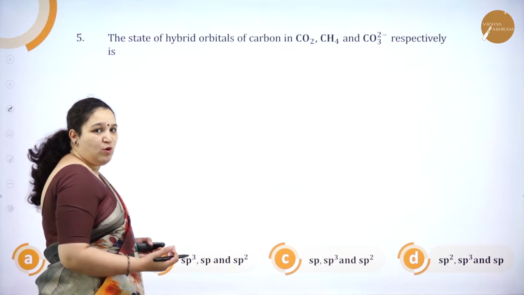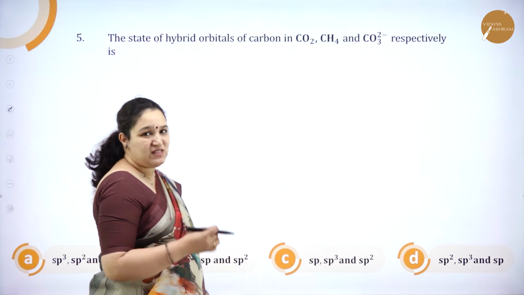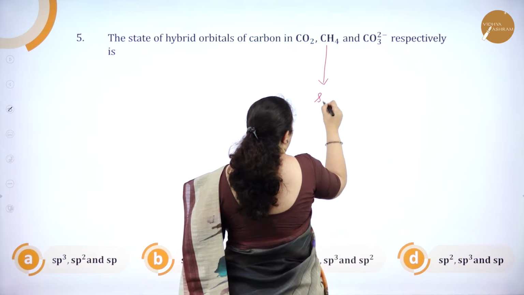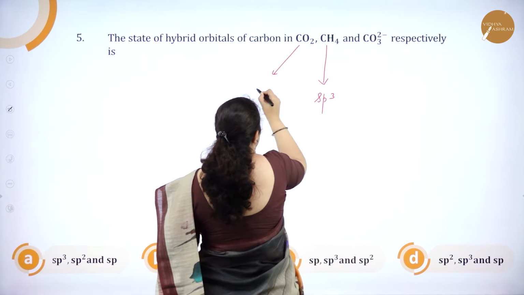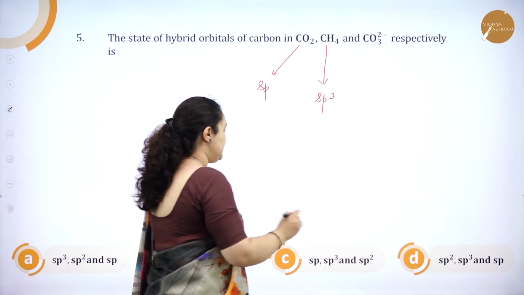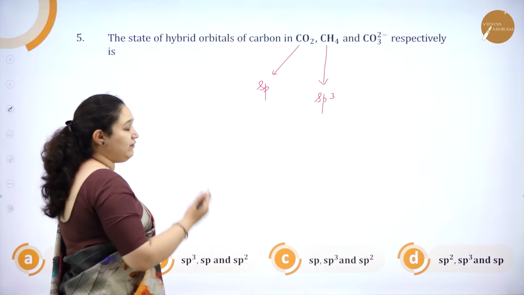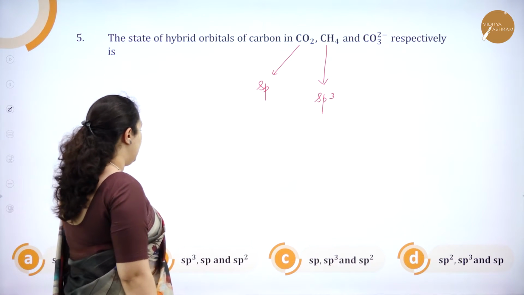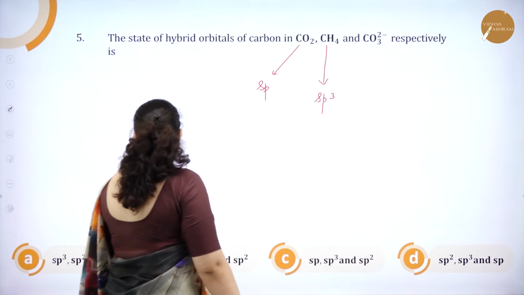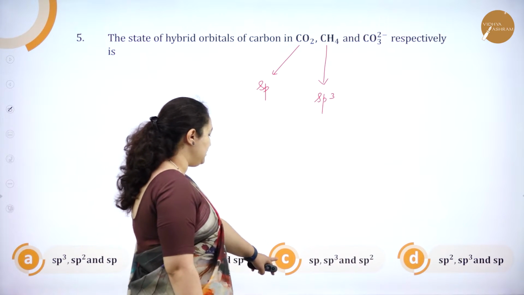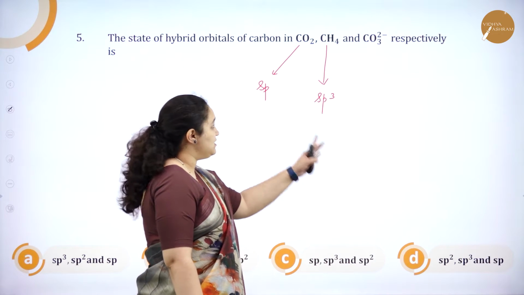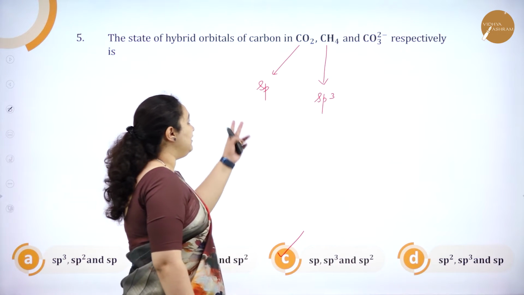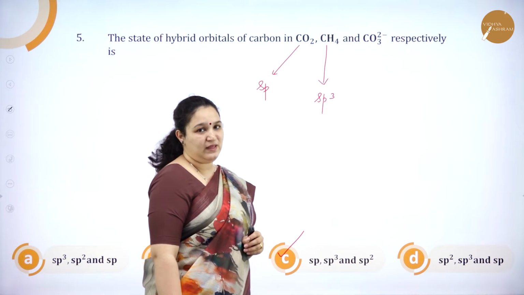Next question. The state of hybrid orbitals of carbon in carbon dioxide, methane and CO3 2- respectively is? If you remember what you have already studied, it is very simple to answer, because methane is sp3 hybridized and carbon dioxide is sp hybridized, and you just have to see the order. Even if you don't know CO3 2-, you can tick the correct answer here, since sp3 is possible only with option C, and of course CO3 2- should be sp2.